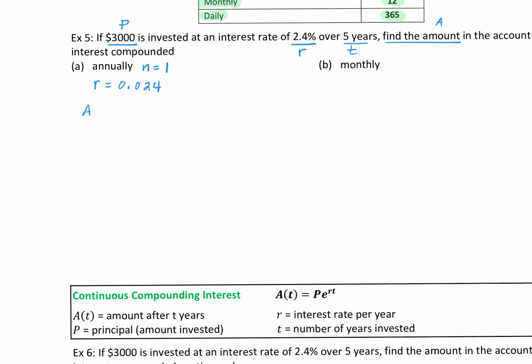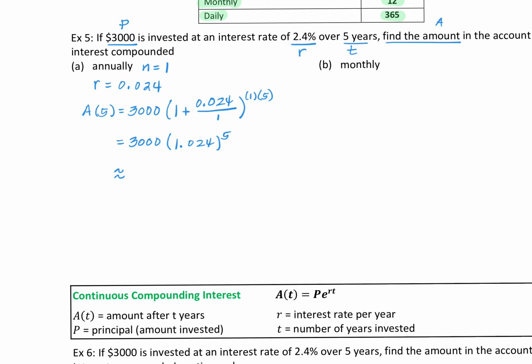The amount in the account after 5 years, so A of 5, is going to be equal to the principal, which was 3,000, times 1 plus the interest rate, 0.024 over n. N is 1, and it's going to be raised to the n, which is 1, times t, which is 5 power. I'm going to clean this up a little bit before I put it in my calculator. 1 plus 0.024 is simply 1.024. And then 1 times 5 gives me the 5.